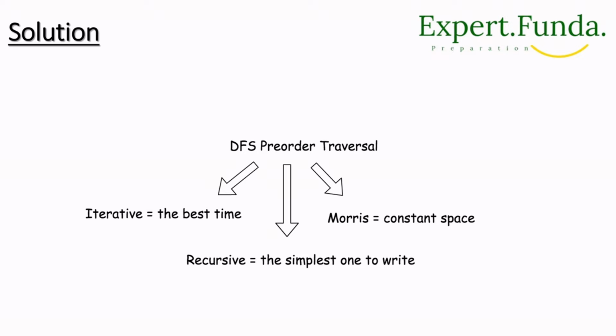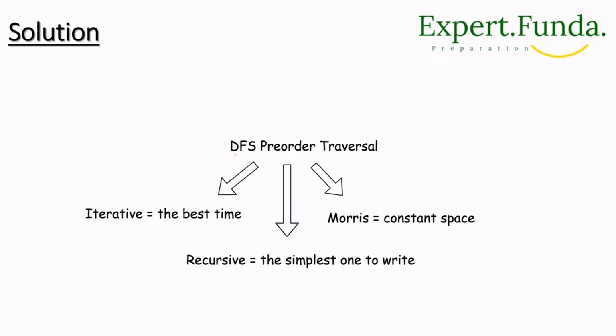Okay, let's go to the solution and implement it. In the solution overview, there are three DFS ways to traverse a tree. We already know DFS, and if you're not aware of it, you can do some hands-on practice with the DFS algorithm.